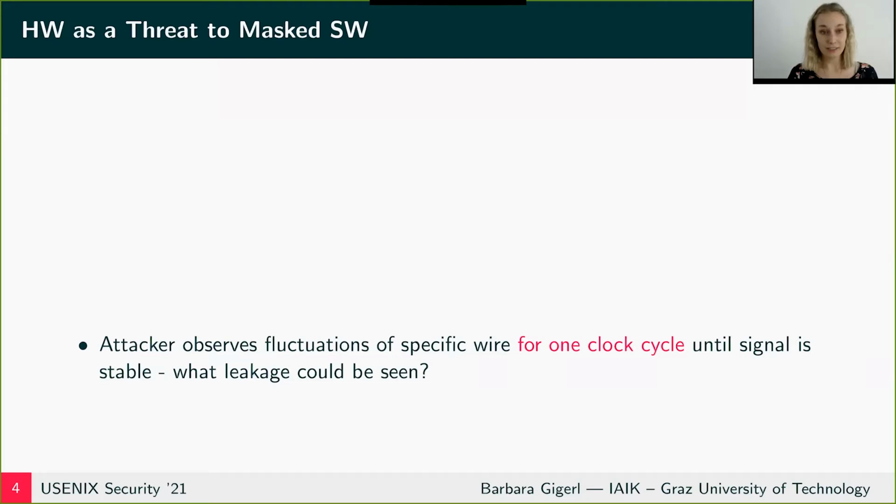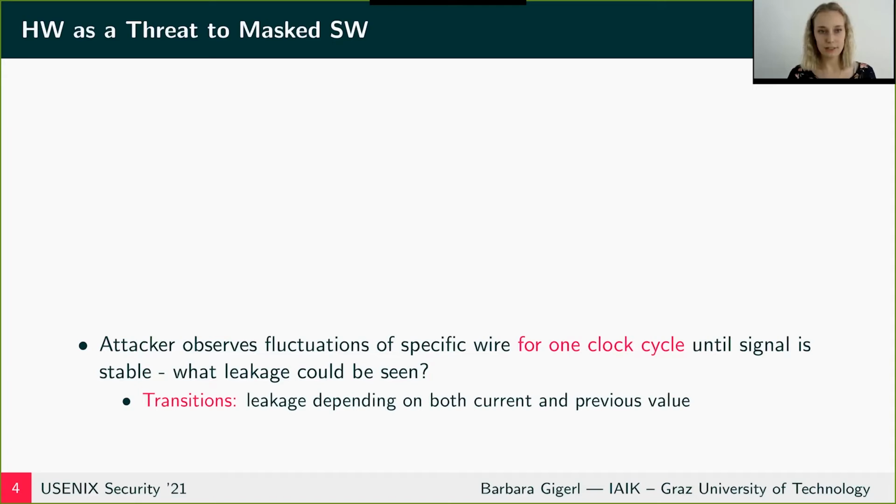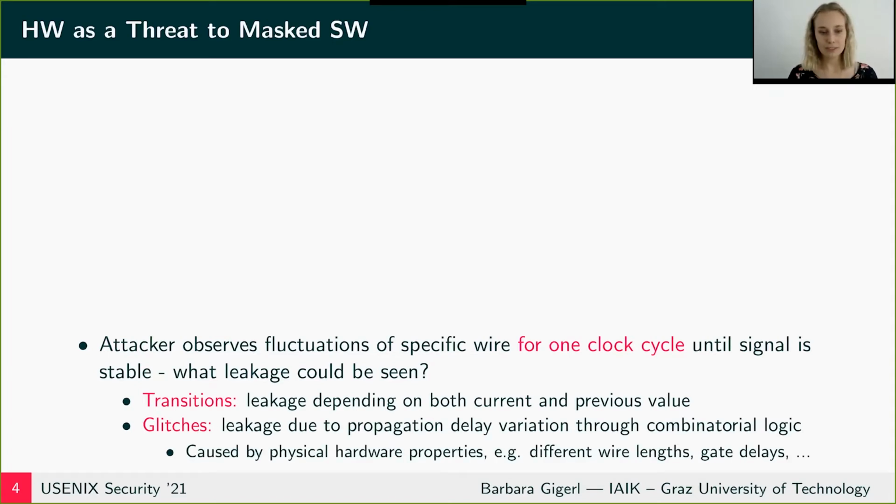Assume that there is an attacker, and the attacker probes or observes a specific wire in the CPU for exactly 1 clock cycle. The attacker will see all the signal fluctuations of this wire until the signal finally stabilizes. This includes transitions, so the change of the signal value from the old to the new value, but also glitches. A glitch occurs because there are variations in the propagation delay in combinatorial logic. And this is again caused by physical hardware properties, for example, different wire lengths or gate delays.